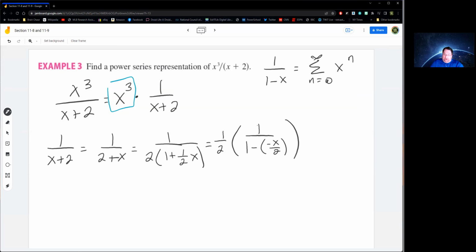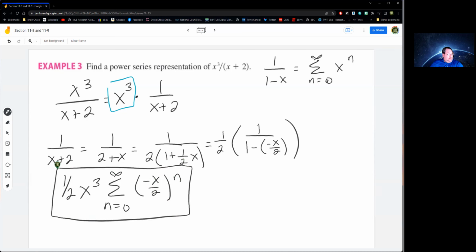So now I can take my other side and actually write it all out. So I'm going to have x to the third, so 1/2 x to the third, summation 0 to infinity of negative x over 2 to the nth power. All right. Questions with that?